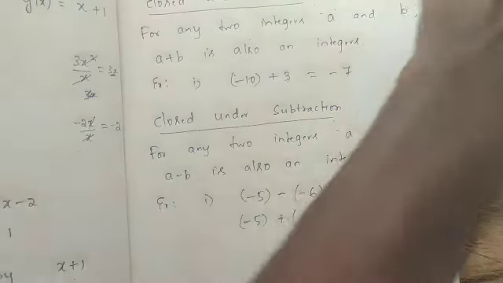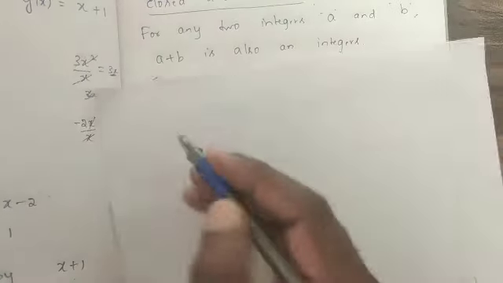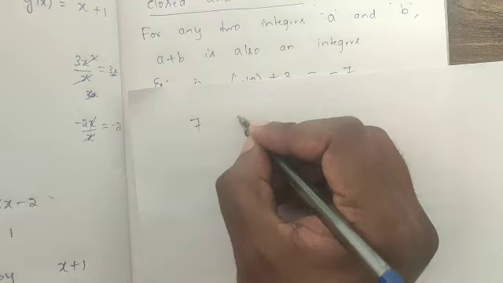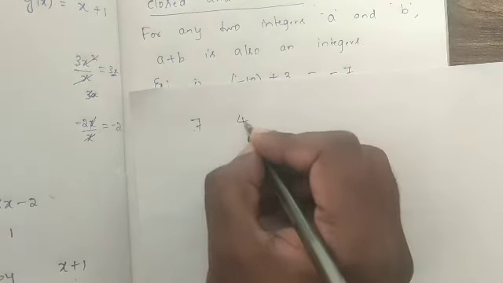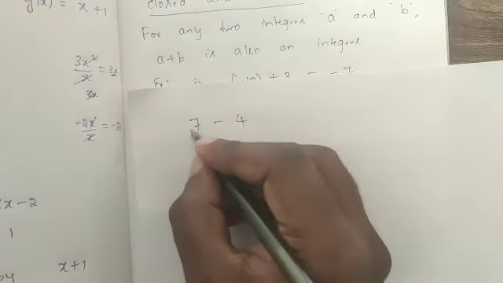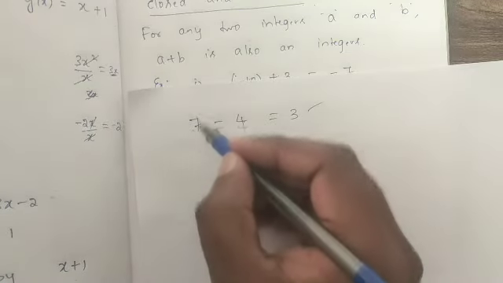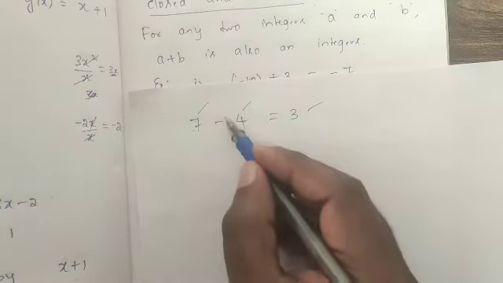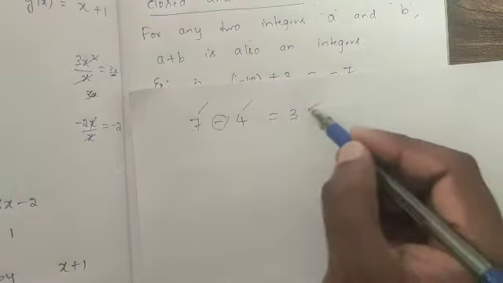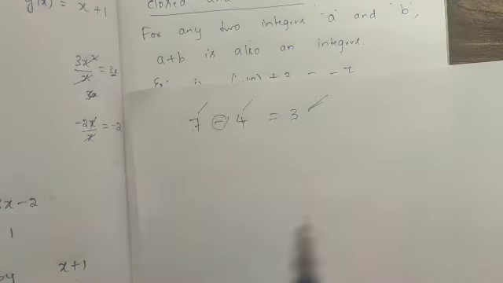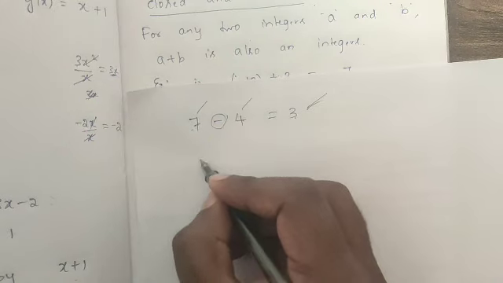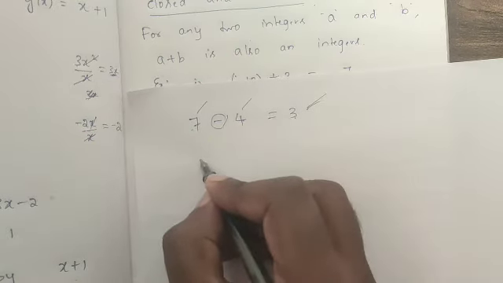Let us do that. I'll take two natural numbers, 7 and 4. Both are natural numbers. I'll subtract it. What is 7 minus 4? 3. Of course it is a natural number. 7 is a natural number, 4 is a natural number. Subtracted, answer is 3. 3 is a natural number. Correct?